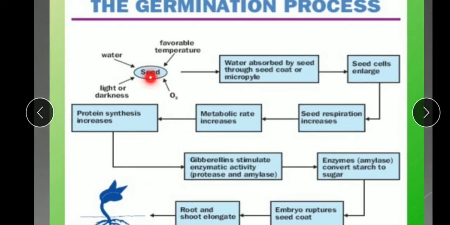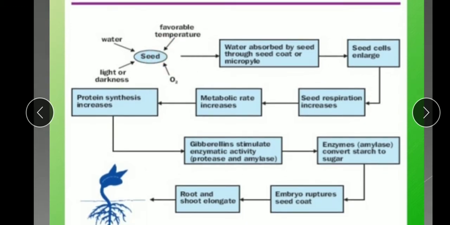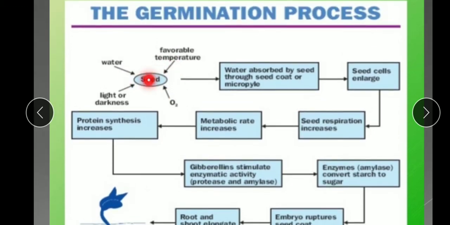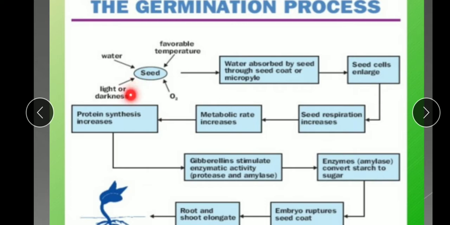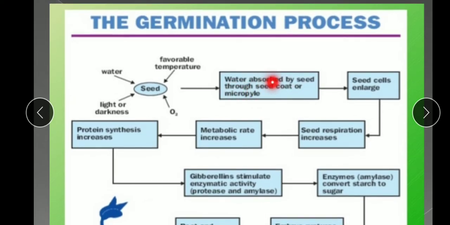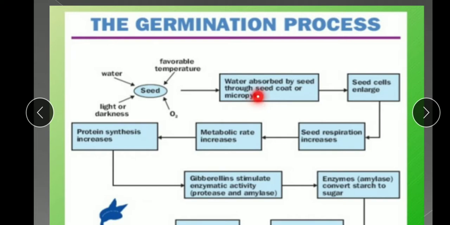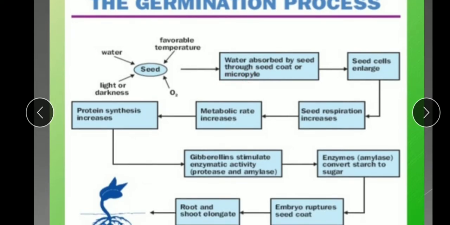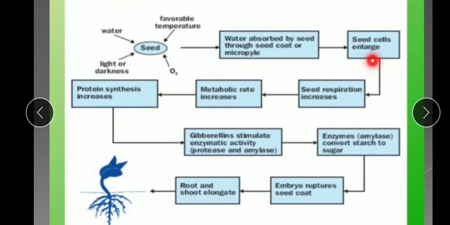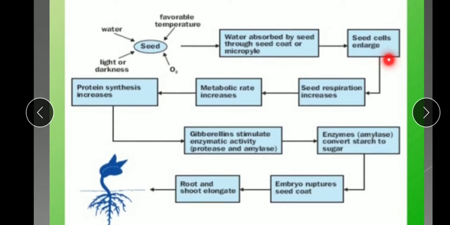So when the seed gets all the suitable conditions, favorable temperature, water, oxygen, and sometimes light is required or not, it depends upon the type of seed. So water is absorbed by the seed through the seed coat or the micropyle. Seed coat is the outer covering of the seed, and micropyle is the aperture or a pore in the seed. So through this structure, the seed absorbs water. Now when the seed absorbs water, the seed cells enlarge, they swell up by absorbing the water.